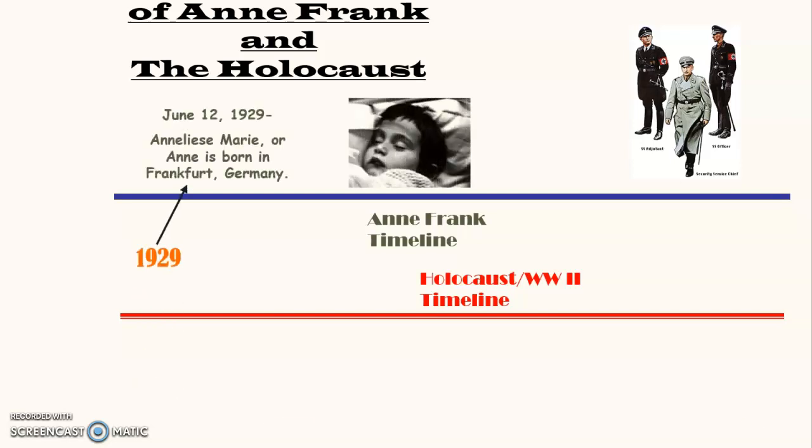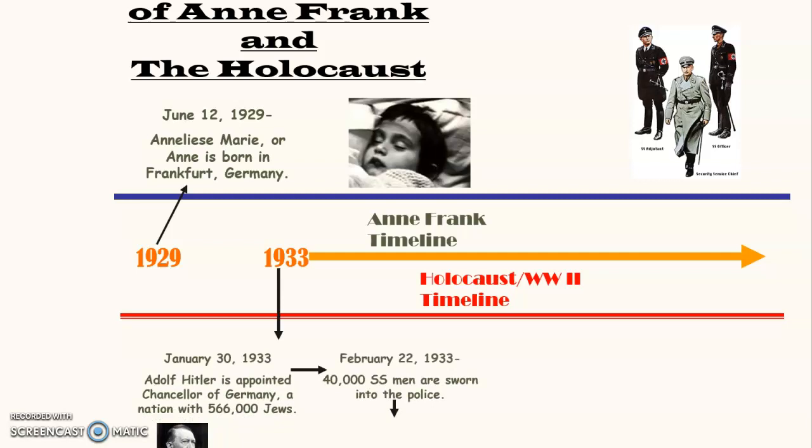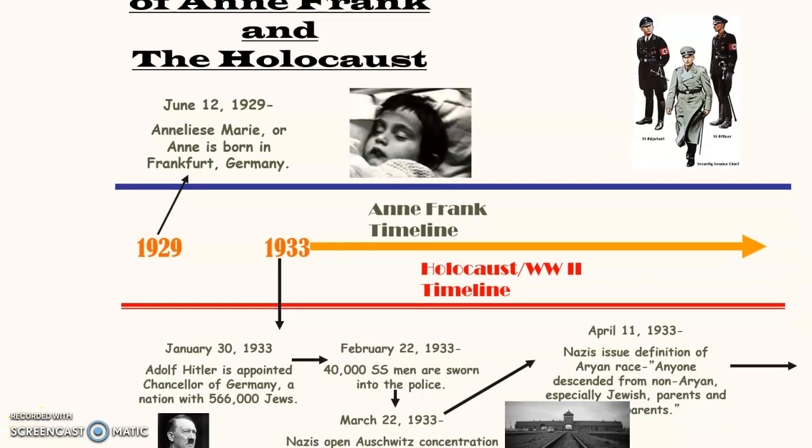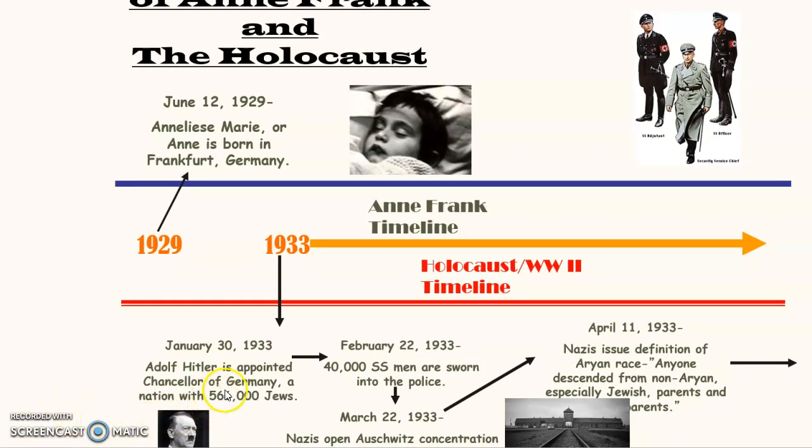So this is a timeline of Anne Frank's life. We can see that she was born in 1929, and something interesting that I did not know was that Anne Frank also lived her entire life with Adolf Hitler in control. He was also appointed the Chancellor of Germany. And at that time in 1933, just 2 or 3 years after Anne Frank was born, there were 566,000 Jews. And this kind of shows you the progression of how Nazis basically took over. And as of April 11th, 1933, it states that Nazis issued the definition of Aryan race, which is anyone descended from non-Aryan, especially Jewish, parents and grandparents.